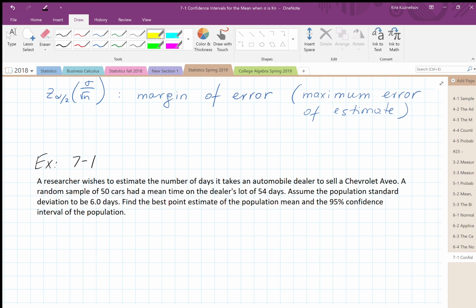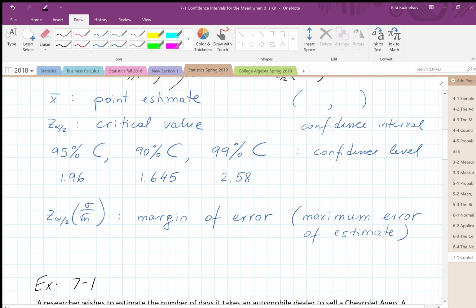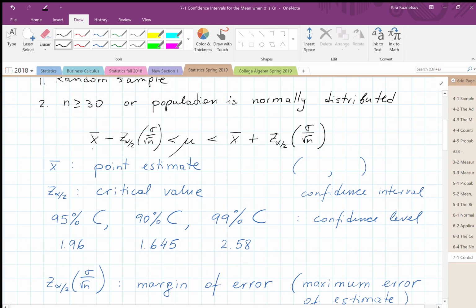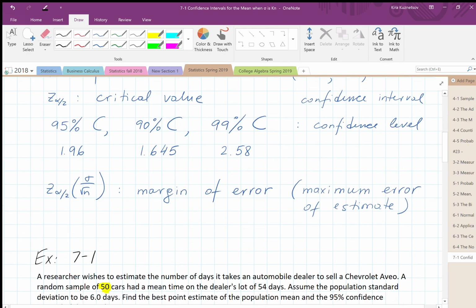So let me read this again. A researcher wishes to estimate the number of days it takes. Okay, so this is a random sample of 50 cars. So I'm going to highlight this number. If it's a random sample, I'm going to give it a letter that represents a random sample. Those of you who are going to try to use this formula, you now have a number for your bottom piece, which is an n.